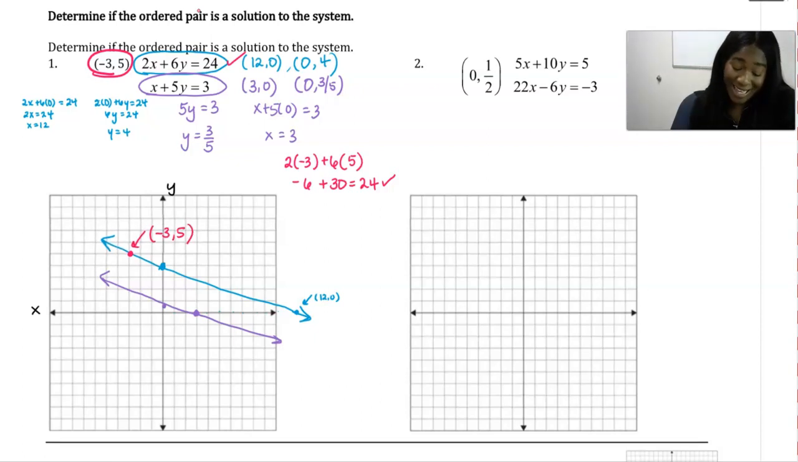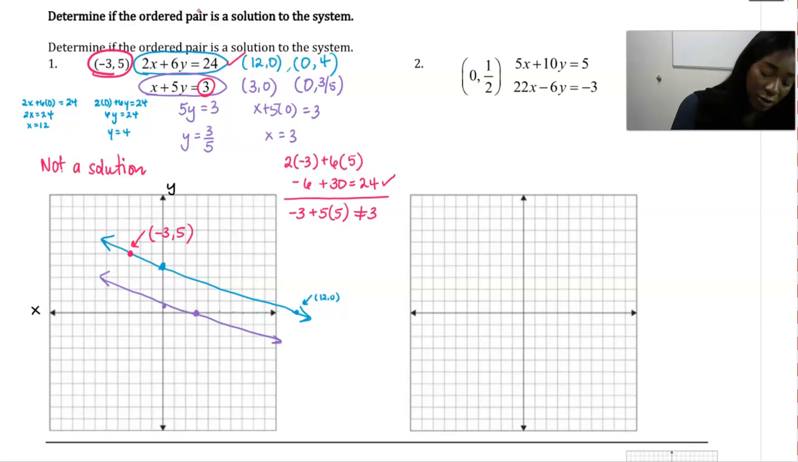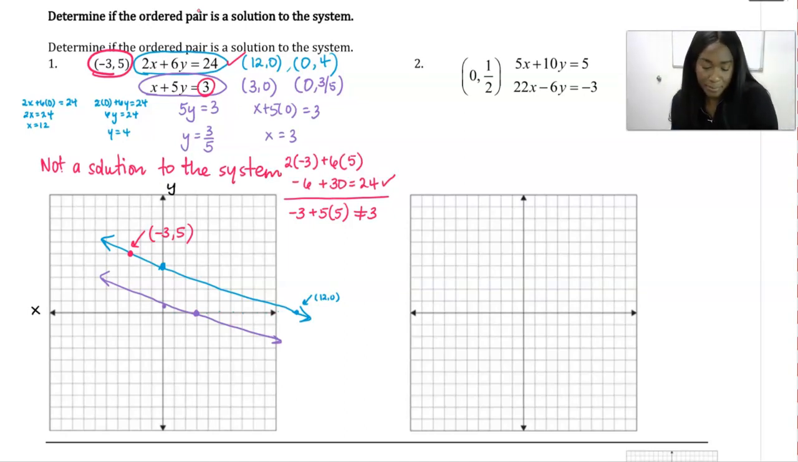Hopefully you can also see that that second line does not look like it's going to be going through the point (-3, 5). If we plug (-3, 5) into the second line, replace x with -3, replace y with 5, -3 plus 25 is not 3, right? The line says that it would be equal to 3 if it were a point on that line. So this ordered pair is not a solution to the system. In order for it to be a solution to the system, it would have had to satisfy both of the lines, and it only satisfied one of the lines.